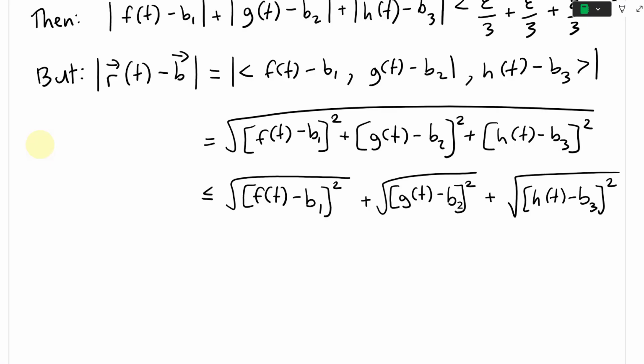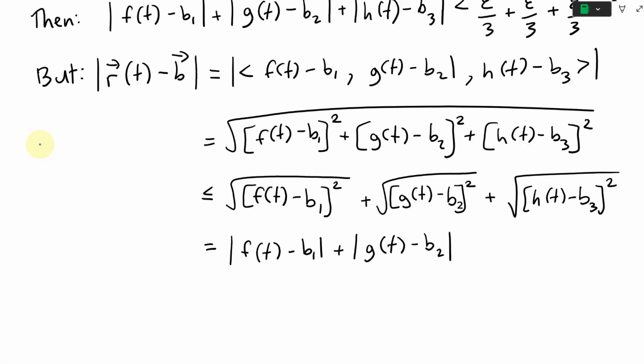Alright, and then going further, I'll just separate these and cancel the square roots and the squares. Take the absolute value in each, because this is also positive. So this is the absolute value of f of t minus b1, plus the absolute value of g of t minus b2, plus the absolute value of h of t minus b3, like that. So that is what we have there. In other words, this difference is less than or equal to the summation of these differences.